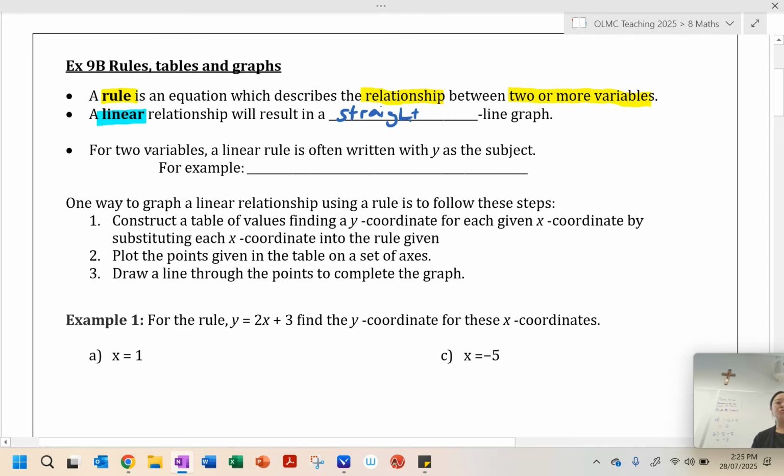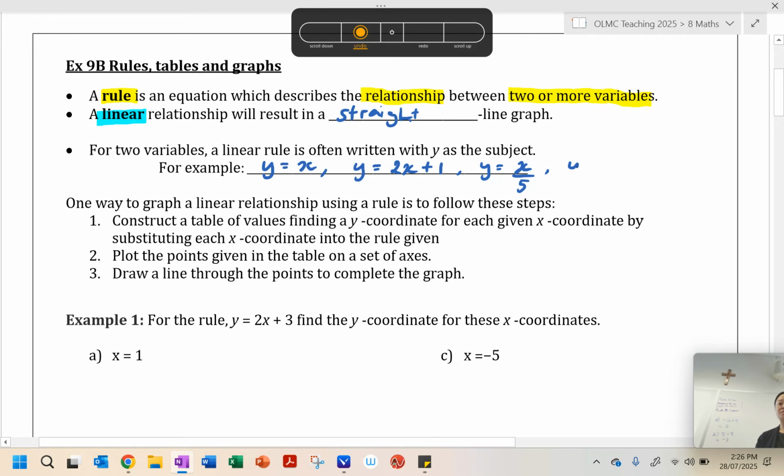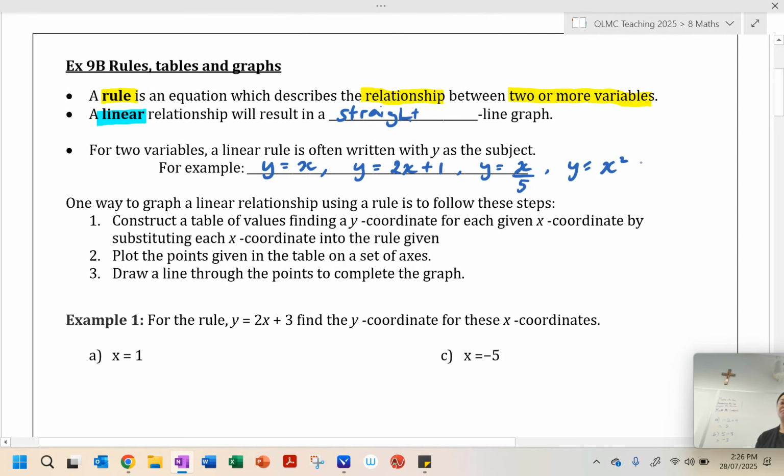So for example, for two variables, a linear rule is often written with y as a subject. So for example, y equals x. Okay. I can add some more. So maybe we can also go y equals 2x plus 1. Okay. Y equals x divided by 5. Okay. What else can we do? Y equals x squared plus x. Okay. So you kind of get the gist of it. It's y equals and then a bunch of things with an x in it.